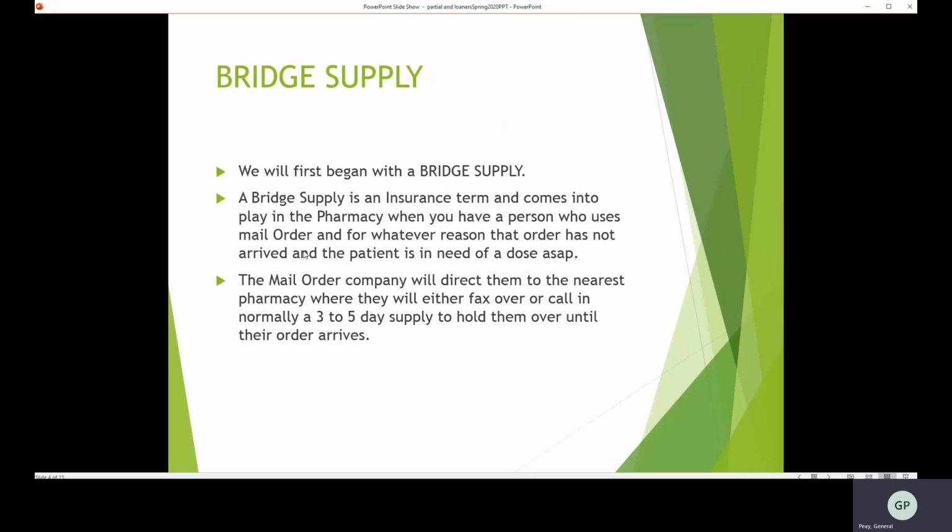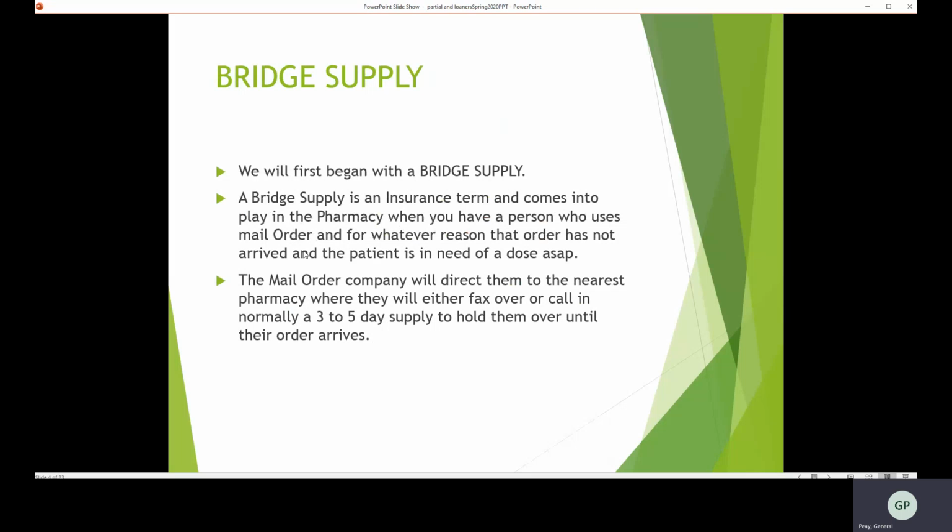So a bridge supply is an insurance term that comes into play when a pharmacy has a person who uses mail order. Not sure if Professor Misty Henderson Curran went over the process of a mail order. A mail order is basically a method of getting prescriptions, but instead of going to your pharmacy, it gets delivered to you by your insurance company. And typically the advantage is you get a 90-day supply for the price of a 60-day supply.